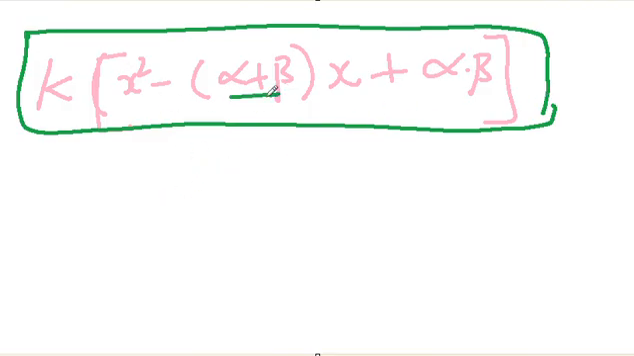So first you should find the alpha and beta values, then alpha plus beta and alpha into beta. If you know these two values, you can easily construct the quadratic polynomial by substituting the values. This is the standard formula for how to construct the quadratic polynomial if the roots are alpha and beta. Okay, so this is about the relationship between zeros and the coefficients of the polynomial.